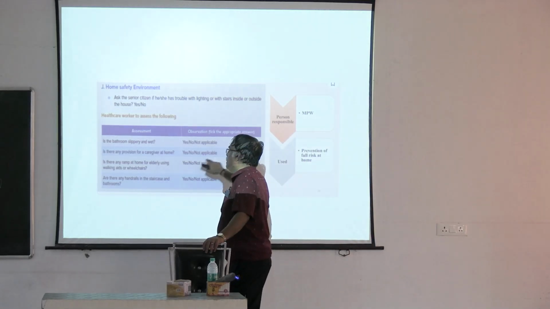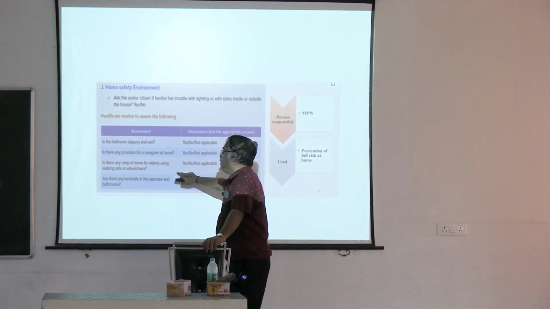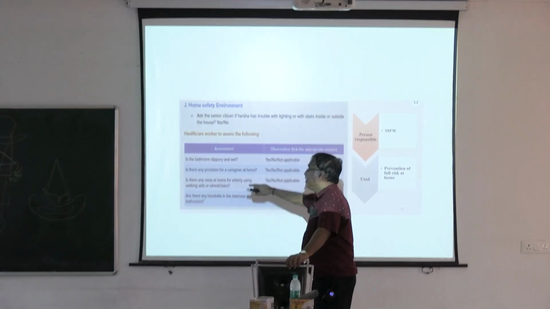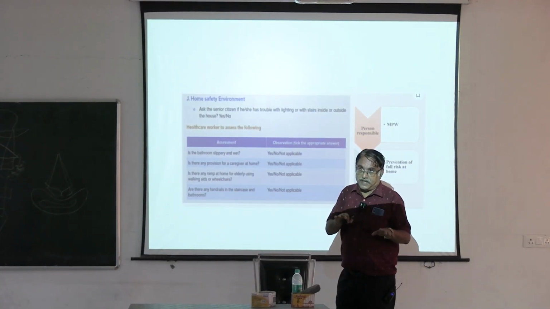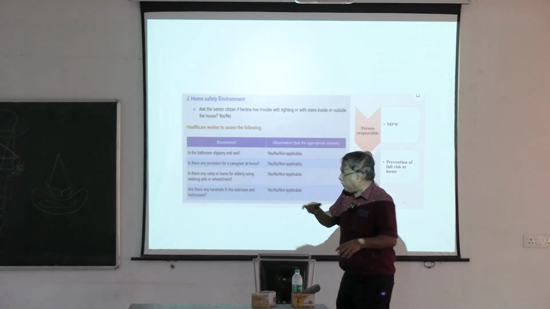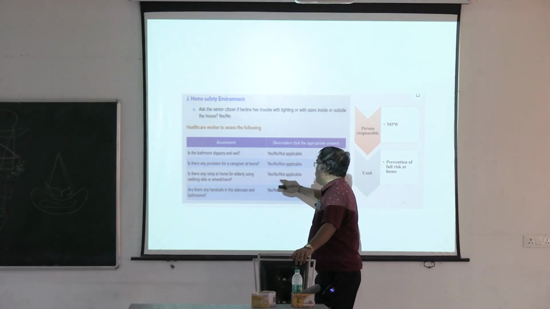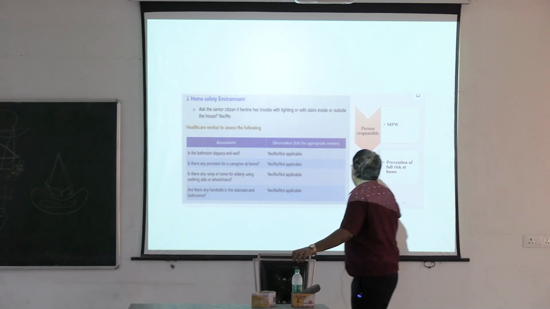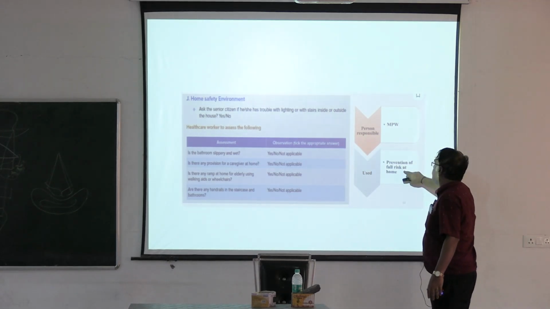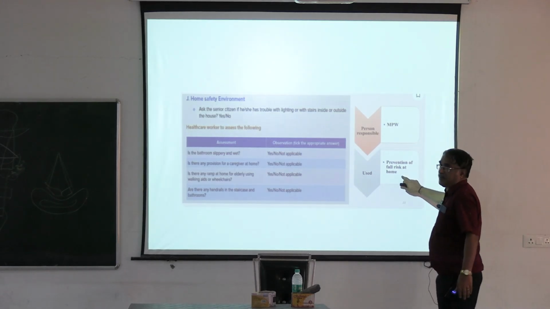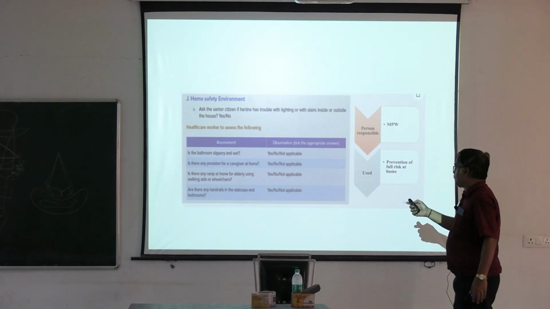Yes, no, not applicable. Is there any ramp for elderly using walking aids or wheelchairs? Now this is another thing for geriatric clinics. You need a ramp for the patient to come, or wheelchair. And are there any handrails and staircase in bathrooms? Yes, no, not applicable. So here the multipurpose worker is responsible for this, and the net outcome is prevention of fall risk at home.